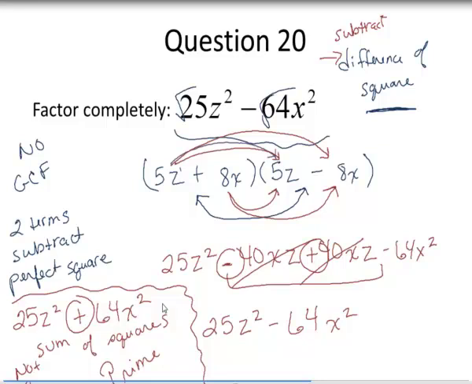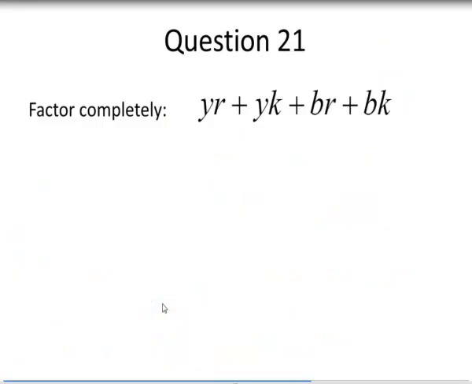Oh, this is factoring still. Are we good with this one, or do I need to review it? I need to review it. Okay, let's review it. No, there's no guessing allowed.